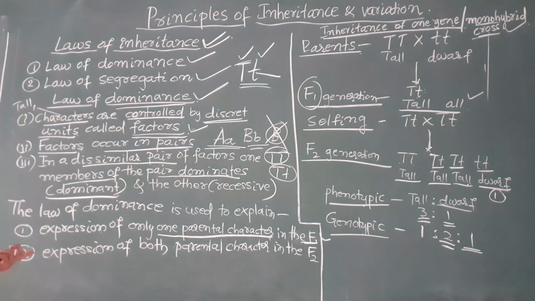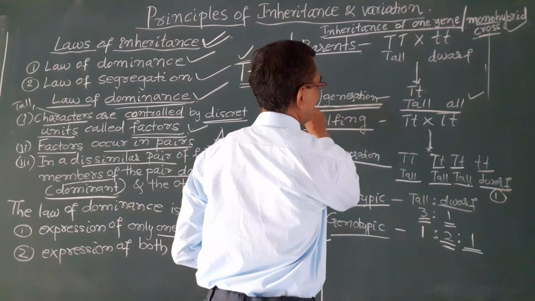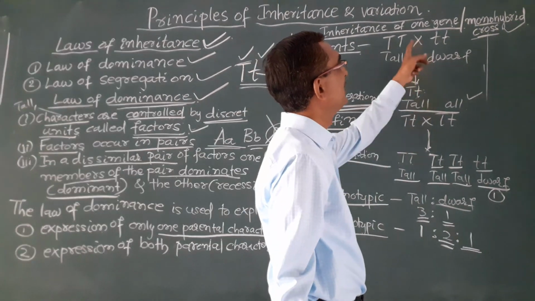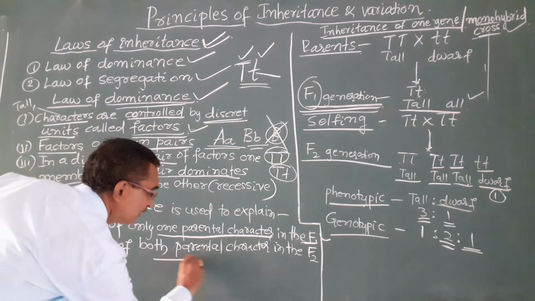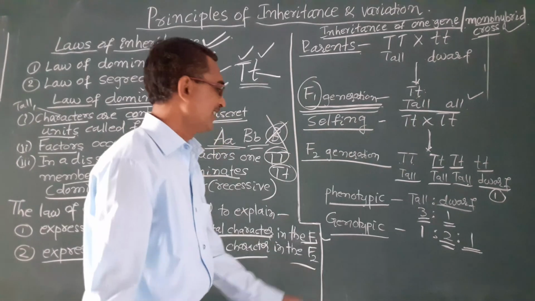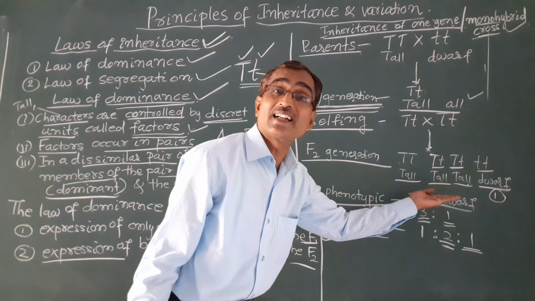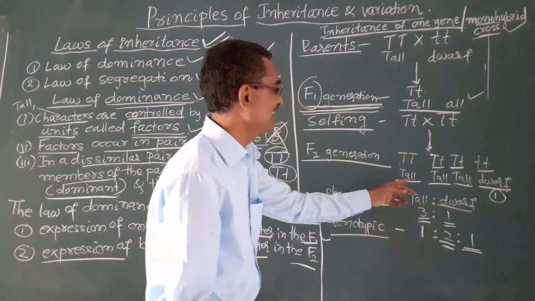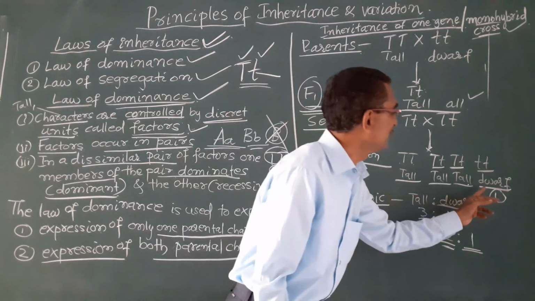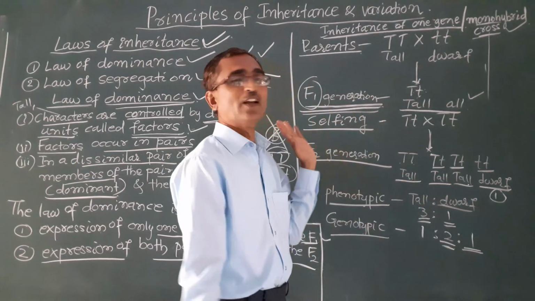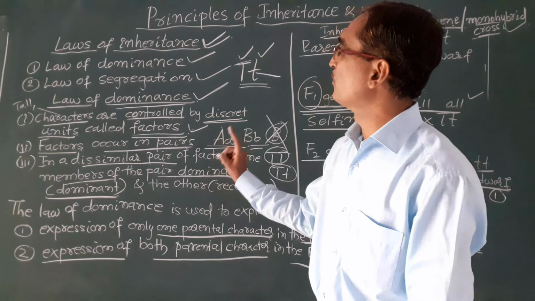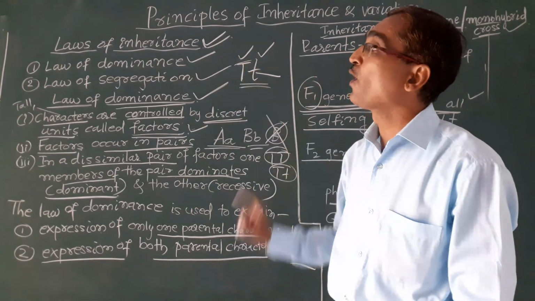The law of dominance is used to explain the expression of only one parental character in the F1 generation. You see, all are tall here. Only one of the parental characters is expressed. And further, in F2, both the parental characters are expressed. That is, tall is expressed and dwarf is also expressed. Both the tall parent and dwarf parent characters are expressed in the F2 generation. So this is the law of dominance.